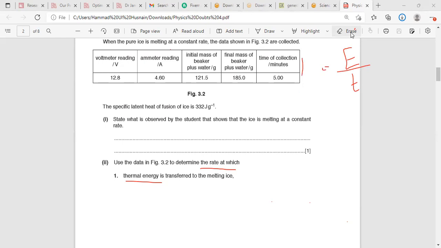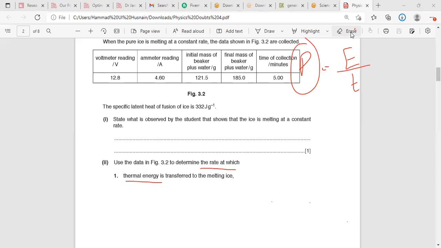It is basically power, right? Do you have this concept that power is work done per unit time, or energy transfer per unit time? So it is asking that we need to tell the rate at which the thermal energy is transferred. So it means it is indirectly asking for the power. So we need to find out the power, right?